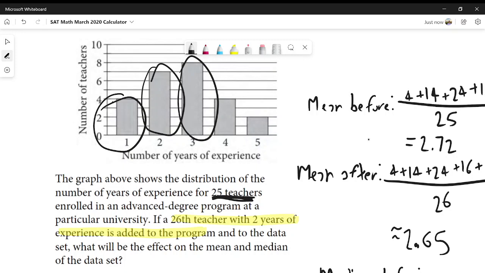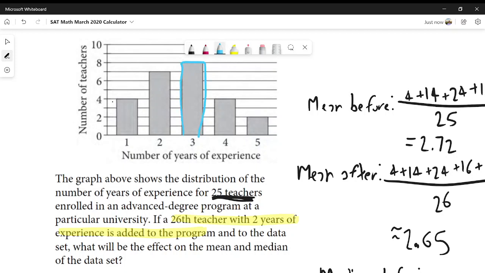So we know that the median has to fall within this bar over here, because we know that there's 11 teachers with 1 or 2 years of experience, and there's a total of 19 teachers with 1 or 2 or 3 years of experience, right? So that means that the 13th teacher has to fall within 3 years of experience, if that makes any sense. So that means that the median before has to be 3 years.